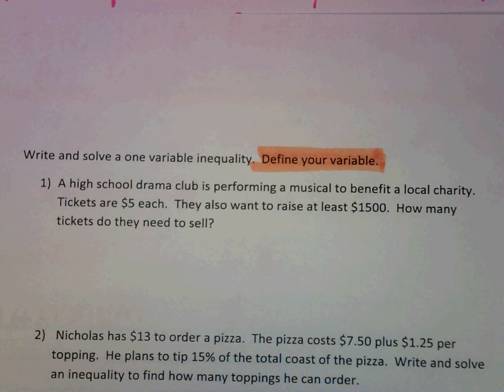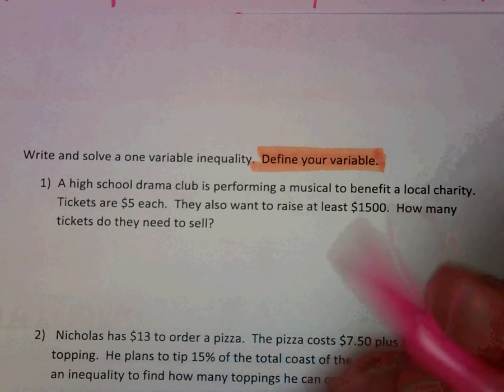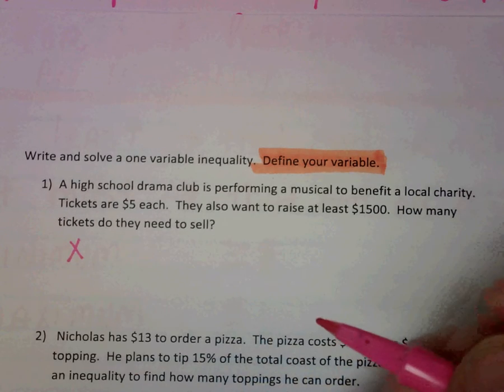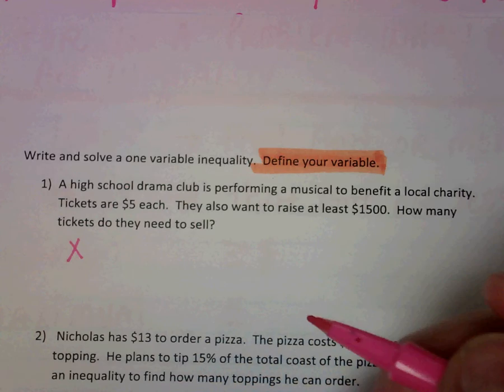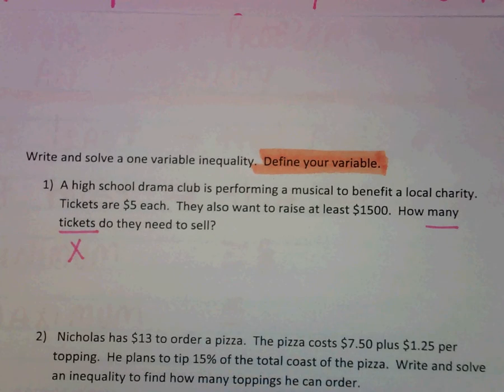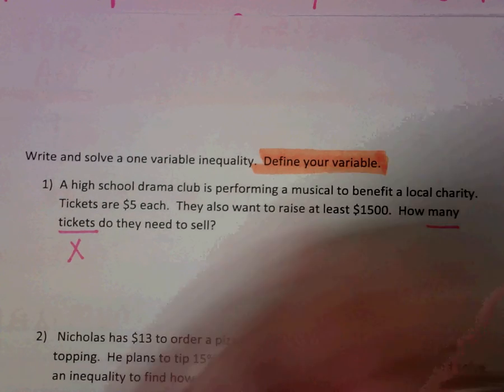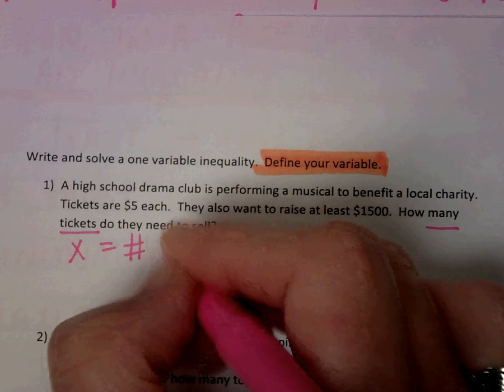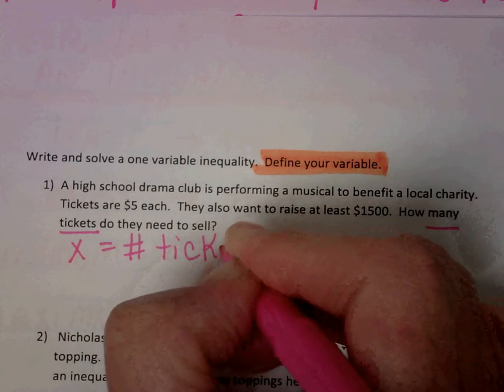So take a minute, pause the video, and read the following problem to yourself. We're going to call our variable, and I'm just going to use x. You can use any variable you want. It says, how many tickets do they need to sell? Usually, when we're defining our variable or our unknown, it's there in the question. It's usually what we're looking for. So x here is going to be the number of tickets.